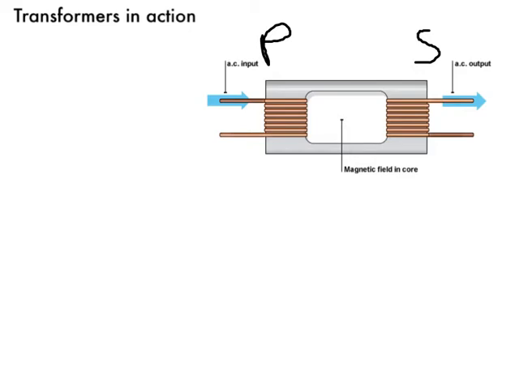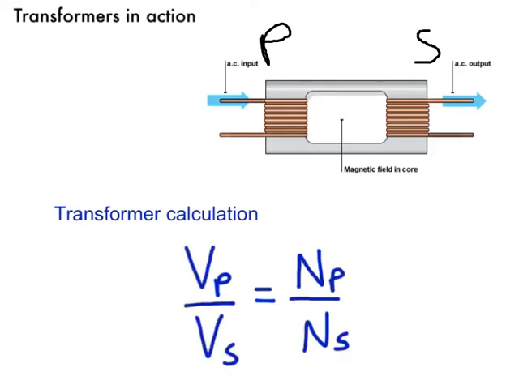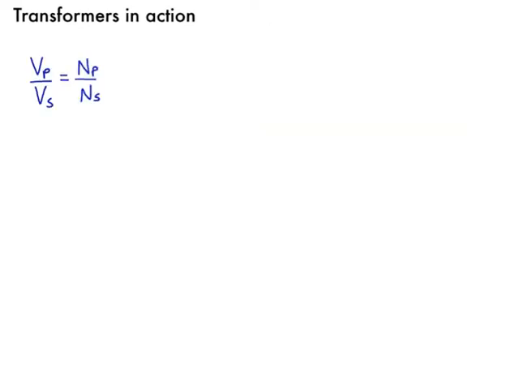Okay, and the relationship between the potential difference and the number of turns on the transformer is given in the transformer calculation, and this is it here. What the transformer calculation says is that the voltage across the primary coil divided by the voltage across the secondary coil is equal to the number of turns on the primary coil divided by the number of turns on the secondary coil. So if we are given values of three of the parts of this equation, we can use those to work out the other one.